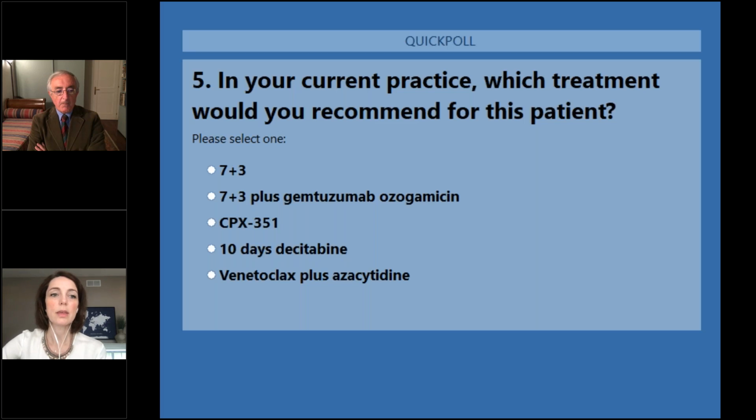So in your current practice with this patient, which treatment would you recommend? Select one of the following: 7+3, 7+3 plus gemtuzumab ozogamicin, CPX-351, 10 days of decitabine, or venetoclax plus azacitidine.